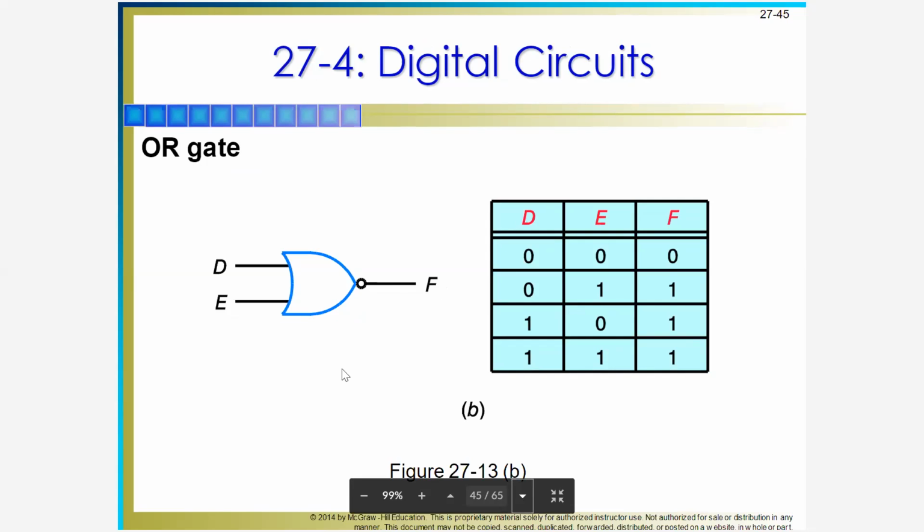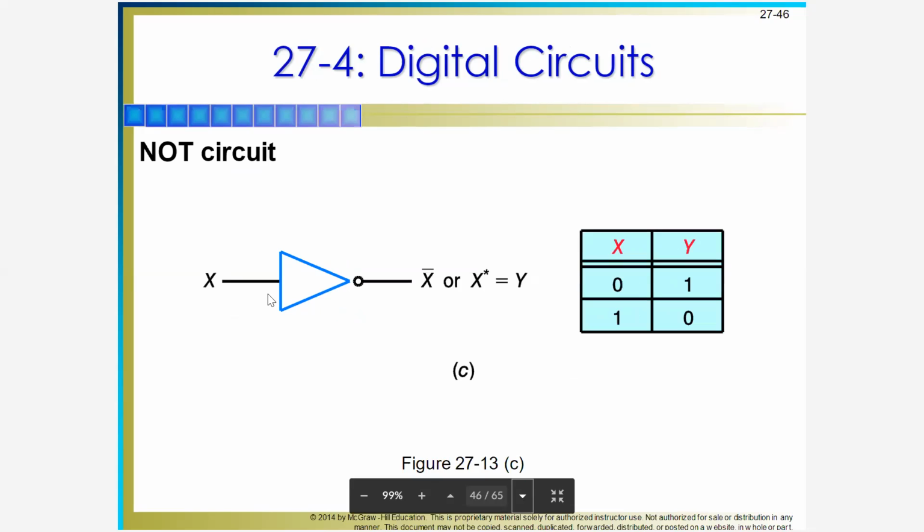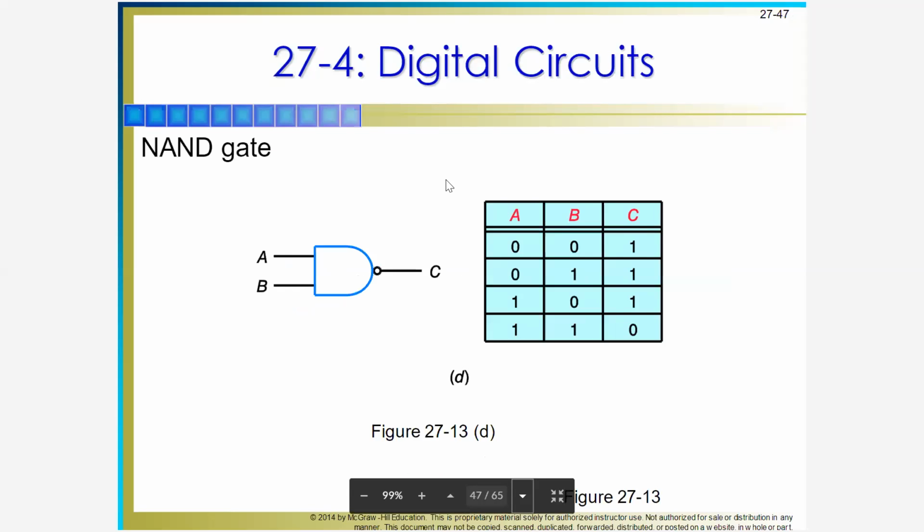Next, NOT circuit. NOT circuit is also called what? Inverter. The output will be the opposite of the input. For example, if the input is 0, then it will become what? 1. Then if the input is 1, then it will become 0. Okay, it's just simple. Next, NAND gate, the opposite of AND gate. Since 1 times 1 is equal to 1, then the opposite is 0.